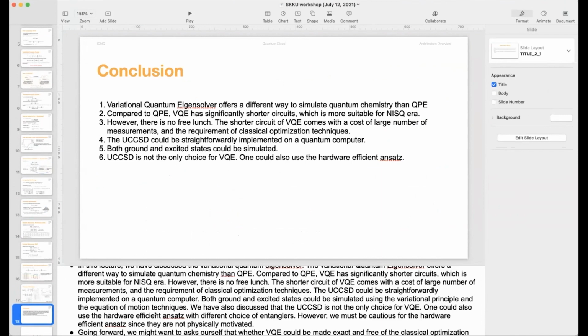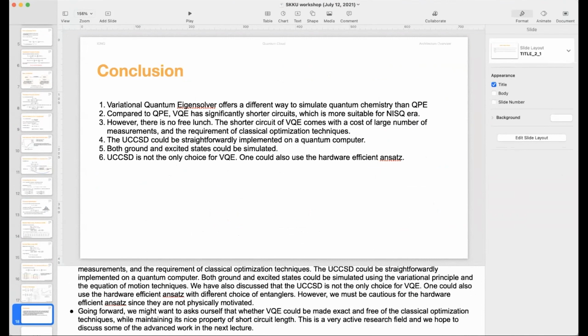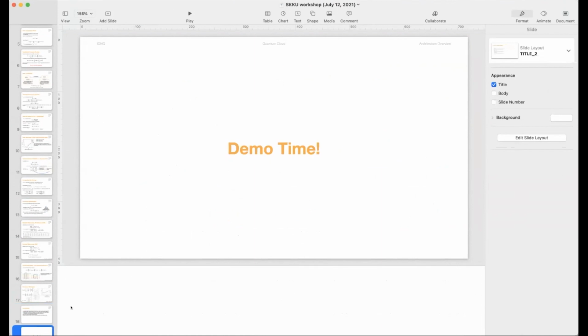We have also discussed that the UCCSD is not the only choice for VQE. One could also use a hardware efficient ansatz with different choices of entanglers. However, we must be cautious with the hardware efficient ansatz since it is not physically motivated. So going forward, we might want to ask ourselves whether VQE could be made exact and free of classical optimization techniques, while maintaining its nice property of short circuit length. This is a very active research field, and we hope to discuss some of the advanced work in the next lecture. All right, that's it.